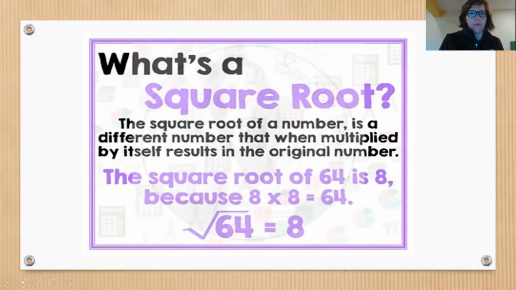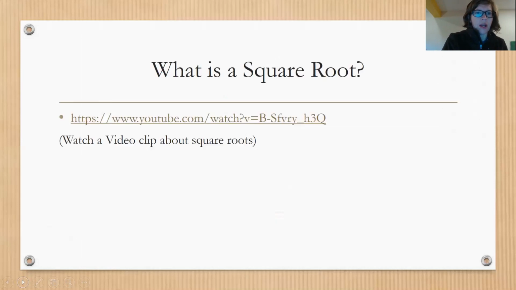The square root of a number is a different number that when multiplied by itself results in the original number. So the square root of 64 is 8 because 8 times 8 equals 64. So the square root of 64 equals 8. All right, so we're going to watch a video clip about this, and then we're going to do some examples.